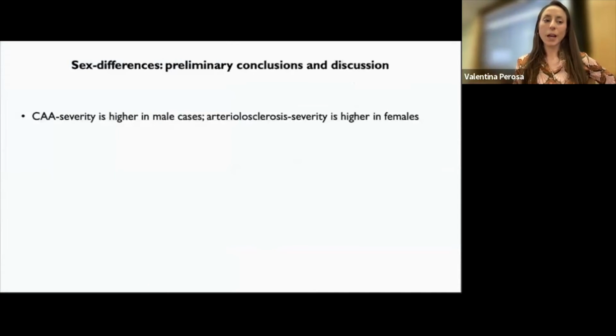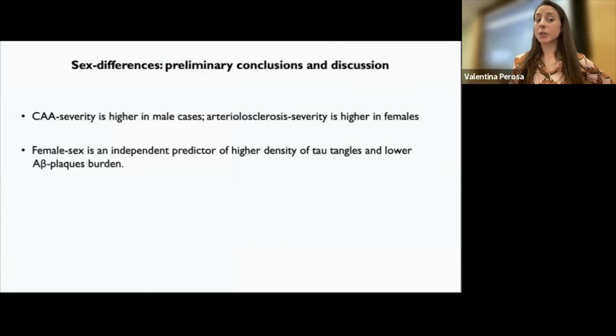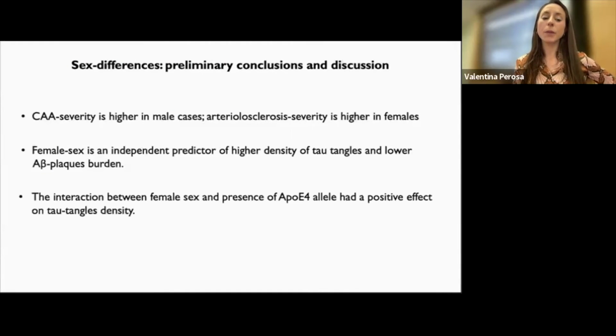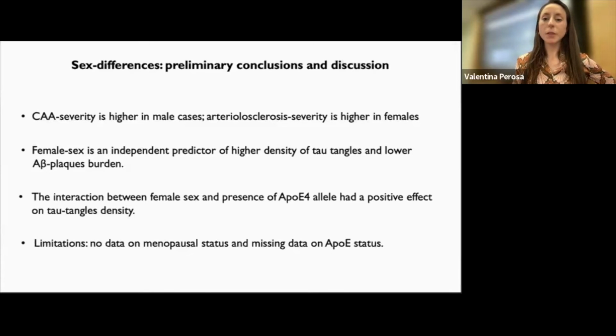So to conclude, CAA severity is higher in males than in females. Arteriolosclerosis, on the other hand, is higher in females. Female sex is an independent predictor of higher density of tau tangles and lower amyloid beta burden in the medial temporal lobe. And the interaction between female sex and presence of the ApoE4 allele had a positive effect on tau tangle density. So limitations: we don't have a lot of clinical data, especially we don't have data for menopausal onset age or status, and also we have some missing ApoE.